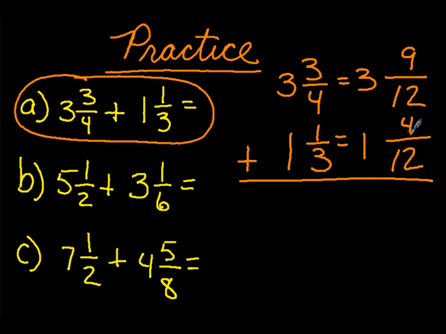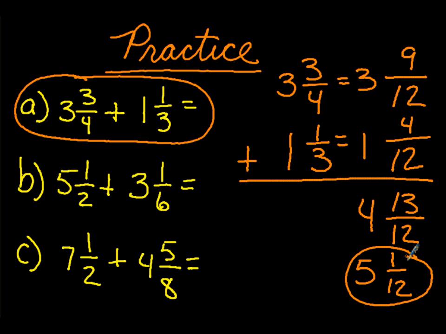Add up your fractions. 13/12. 4. You can see it's improper. 12 goes into 13 one time, making the 4 a 5. 5 and 1/12 for letter A.